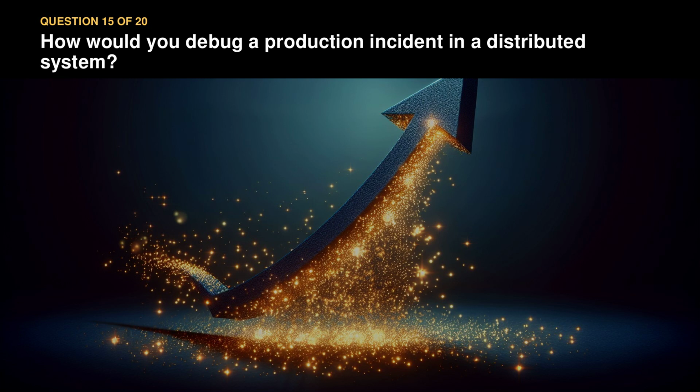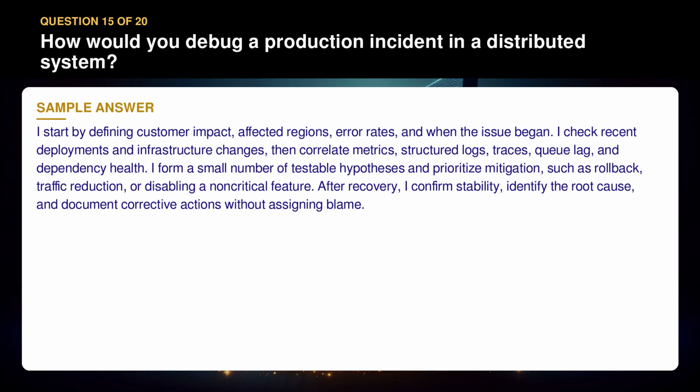Question 15. How would you debug a production incident in a distributed system? I start by defining customer impact, affected regions, error rates, and when the issue began. I check recent deployments and infrastructure changes, then correlate metrics, structured logs, traces, queue lag, and dependency health. I form a small number of testable hypotheses and prioritize mitigation, such as rollback, traffic reduction, or disabling a non-critical feature. After recovery, I confirm stability, identify the root cause, and document corrective actions without assigning blame.